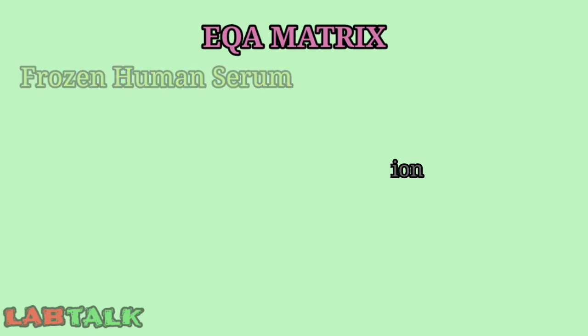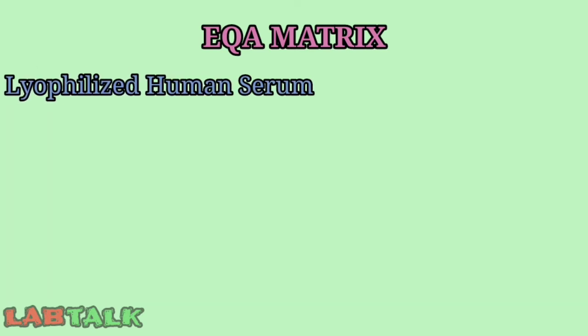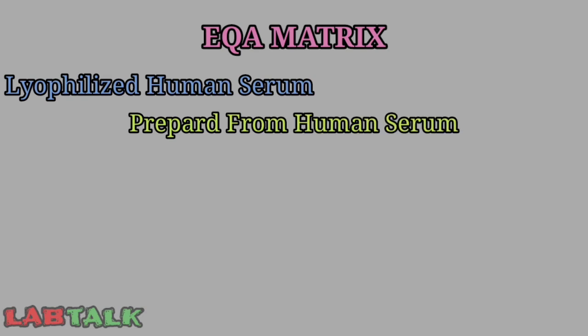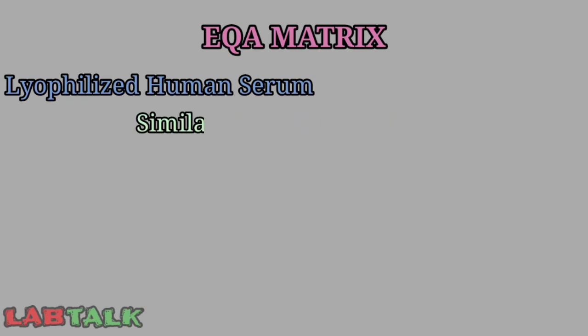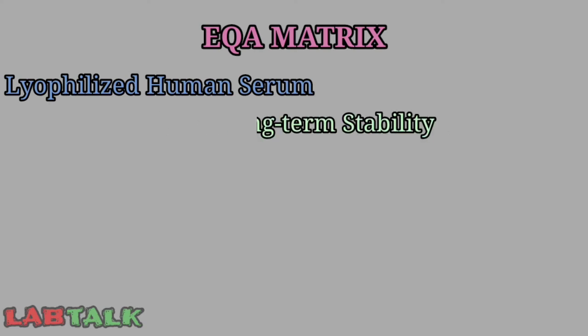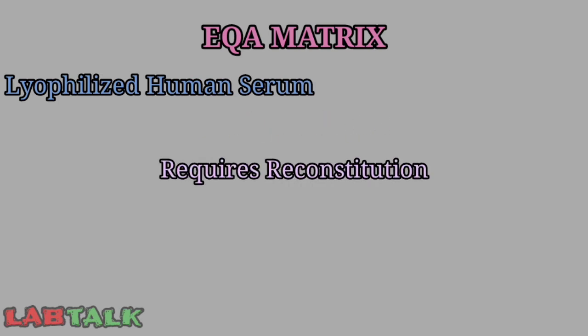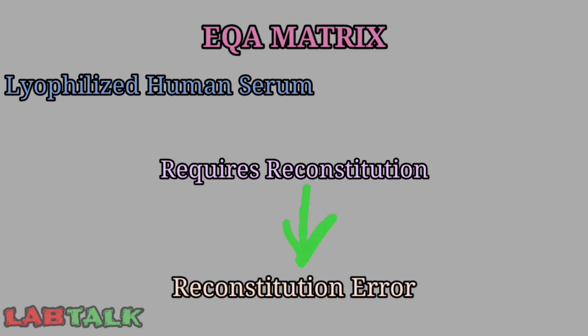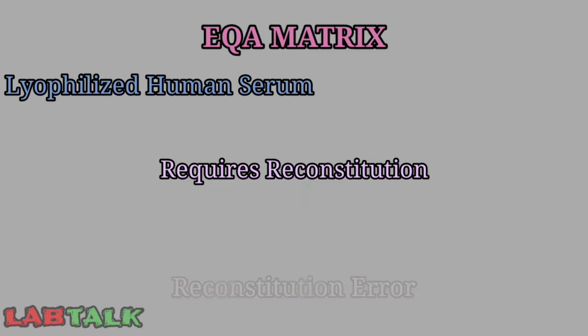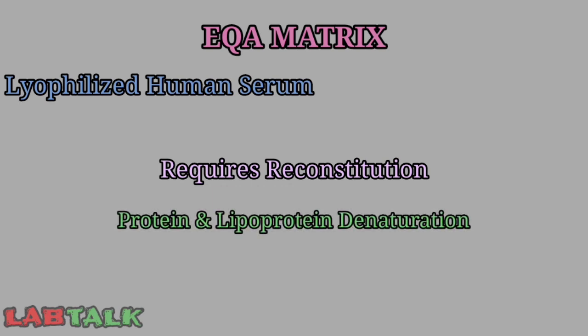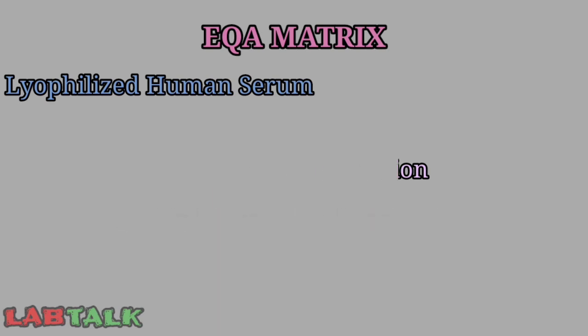The next type of matrix is lyophilized human serum. Lyophilized human serums are freeze-dried material. These are also prepared from human serum, and are very similar to the patient specimen. They have good long-term stability and are very easy to transport. The drawbacks are that they are expensive and require reconstitution, which may involve several types of reconstitution error. There are also chances of denaturation of proteins and lipoproteins present in the material.